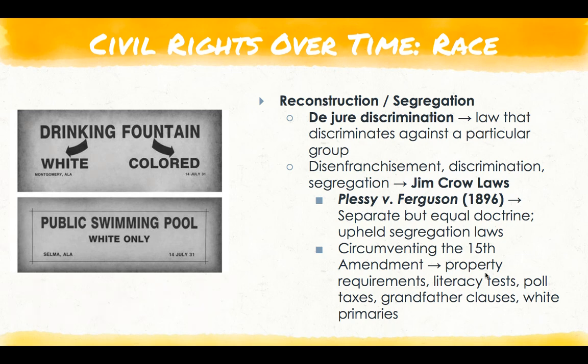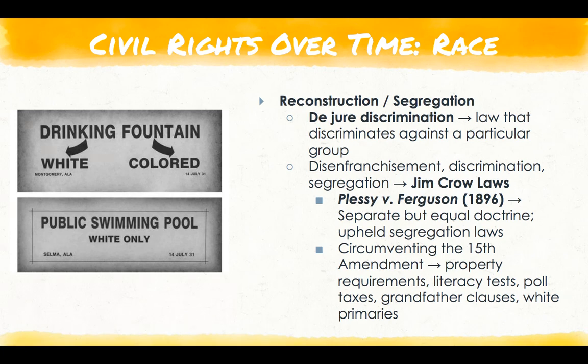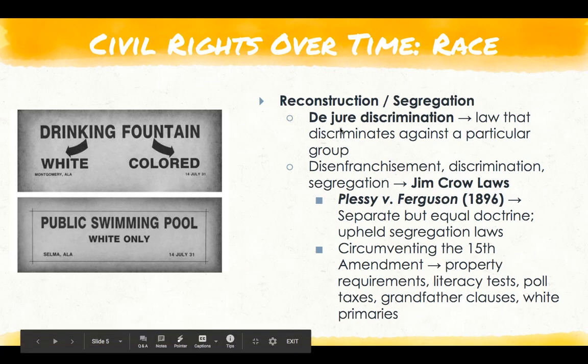So like your grandfather clauses, for example. If your grandfather could register to vote, you didn't have to take the literacy test. Well, the problem was at the time of these grandfather clauses being put into place by local governments, the grandfathers of freed slaves had been slaves, so therefore they could not register to vote. So this is an example of that de jure, by law, discriminatory practice.